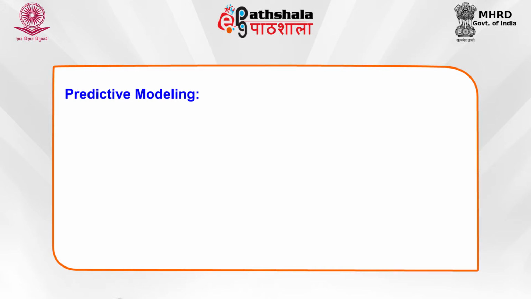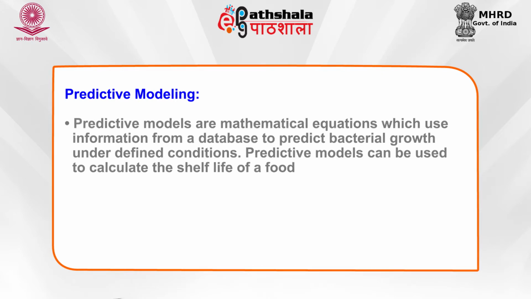Second one is predictive modeling. Predictive models are mathematical equations which use information from a database to predict bacterial growth under defined conditions. Predictive models can be used to calculate the shelf life of a food.